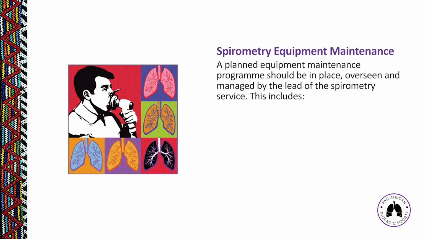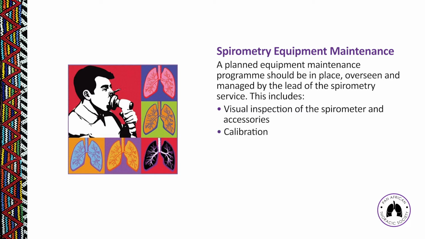A planned equipment maintenance program is essential in terms of quality assurance in spirometry. This program needs to be overseen and managed by the lead of the spirometry service. Some of the things that you would do to maintain your equipment are as follows. You would do a visual inspection of the spirometer and accessories. So if the spirometer, for example, has been dropped, you may see a crack in the housing of the spirometer. You'll be able to see if there's any damage, any cracks, any sort of chips out of the spirometer, things like that.